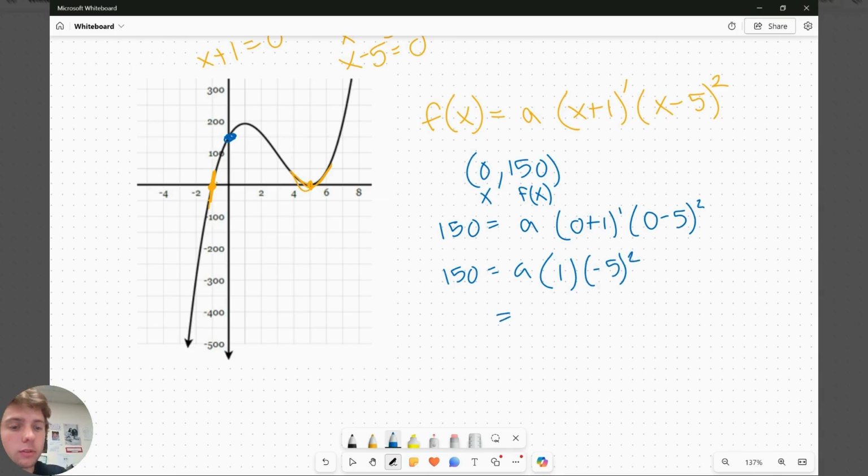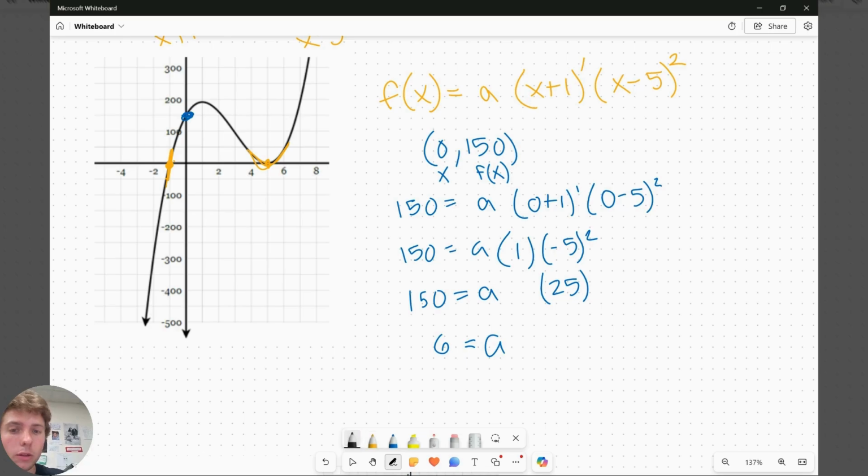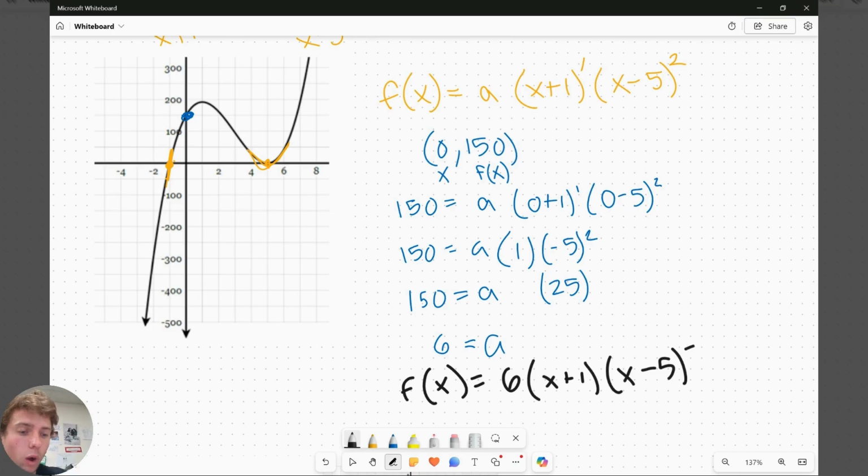Well, let's see what that would end up giving us. If I square -5, remember, a negative squared always comes out as a positive. Negative times a negative is a positive there. That 1 I really don't need because it's just multiplying with 1, and that's all equal to 150. Well, move the 25 over. You could divide 25 on both sides, and you'd end up finding a value of 6. So, okay, well, that gives me the actual equation then. We just created the actual polynomial that is shown. f of x equals the a value we found of 6 times (x plus 1) times (x minus 5) quantity squared. That is the equation we were shown.